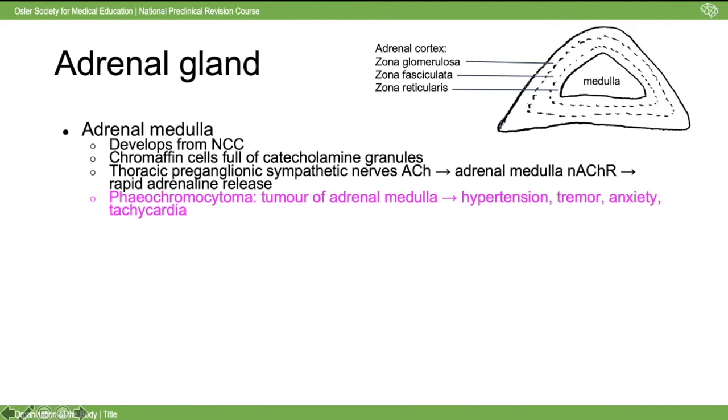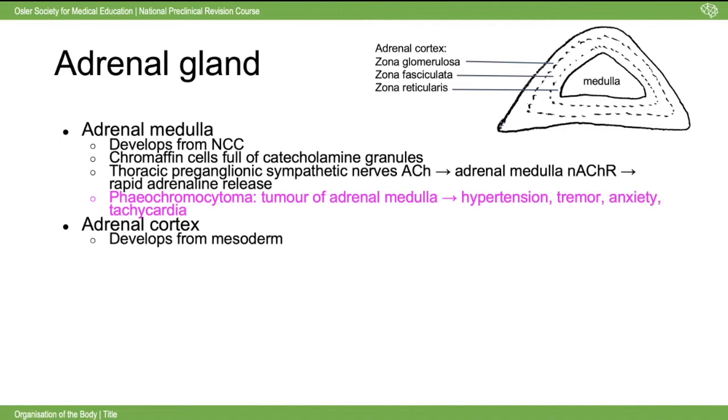If you're talking about the adrenal medulla, you should mention pheochromocytomas, which are tumors of the adrenal medulla. If you have a tumor of the adrenal medulla, you're going to be releasing excess catecholamines, so excess noradrenaline and adrenaline, and that leads to hypertension, tremor, anxiety, and tachycardia.